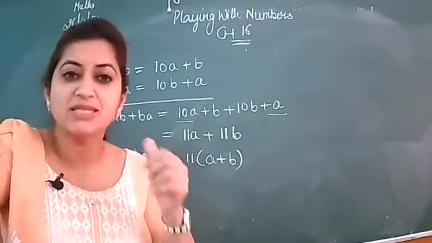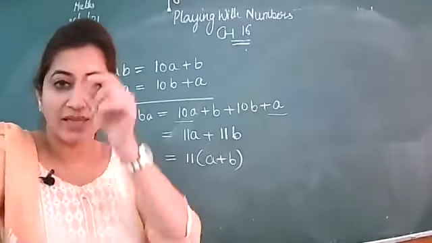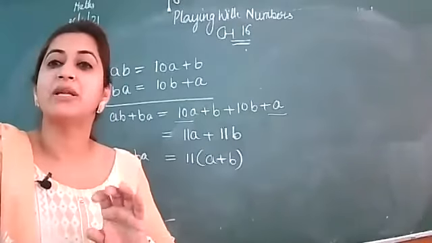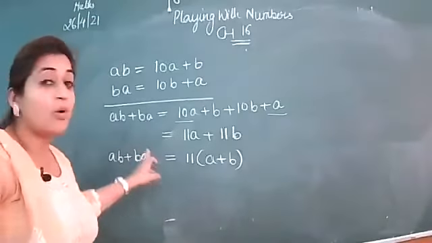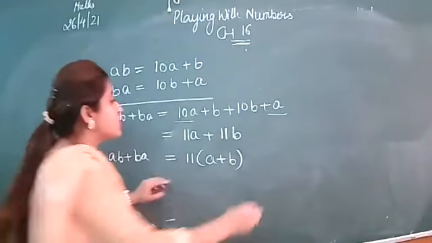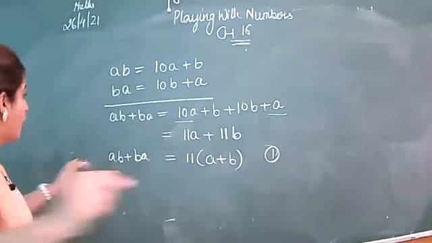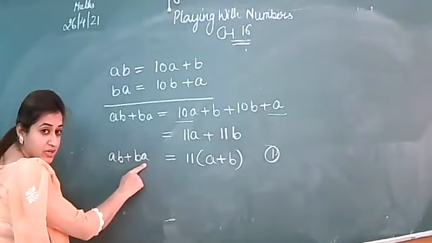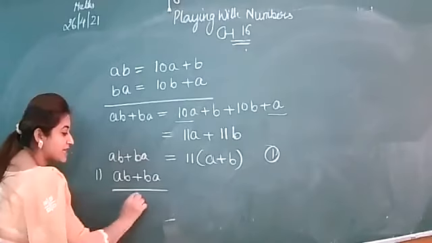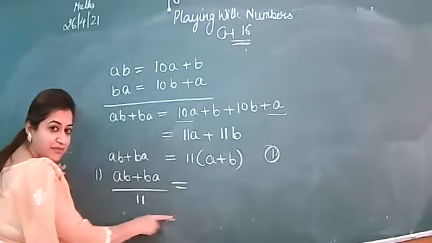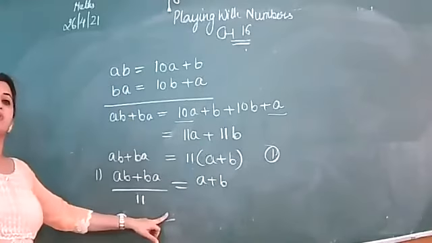If the number is 25, then the sum of the digits is 2 plus 5. If the number is 34, then the sum of the digits is 3 plus 4. If the number is 73, then the sum of the digits is 7 plus 3. So it is the same. Now the formula is this. This is your first formula. In this, the question will be of this form: if you take a 2-digit number, reverse it and add, and after adding, you divide it by 11, then what will be the answer? That is the sum of the digits. So this is your formula.